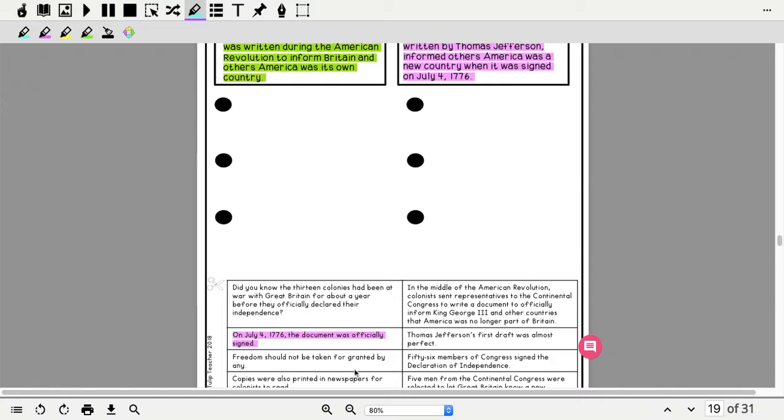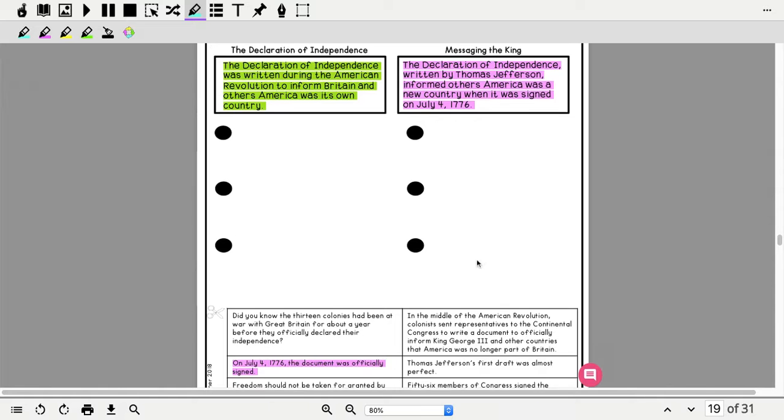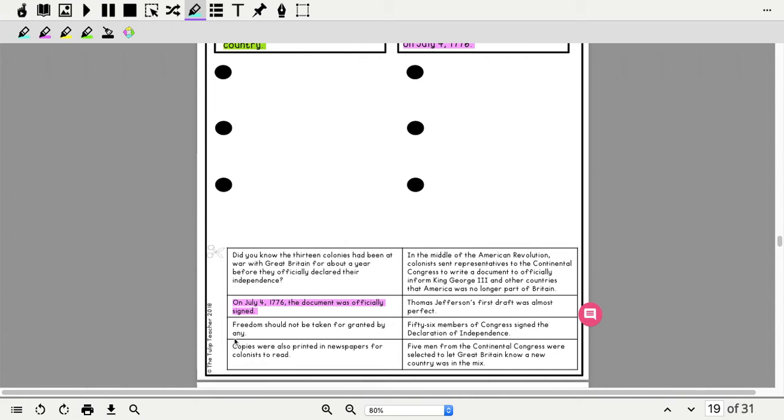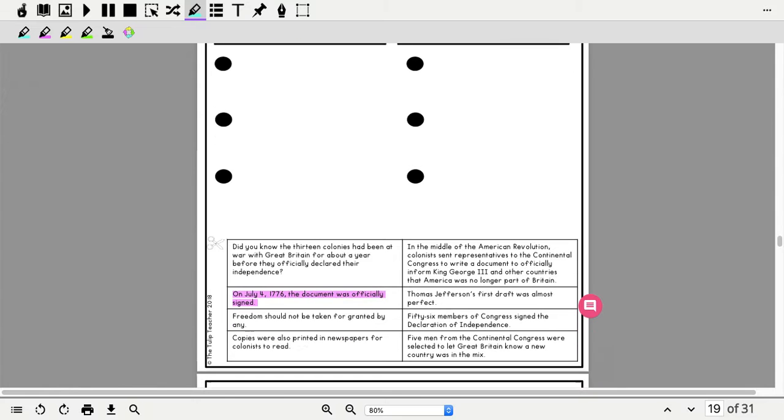The next one says freedom should not be taken for granted by any. Now that is a line directly out of Messaging the King. Does it support the main idea? The Declaration of Independence, written by Thomas Jefferson, informed others America was a new country when it was signed July 4th, 1776. So we're going to wait on that one too.